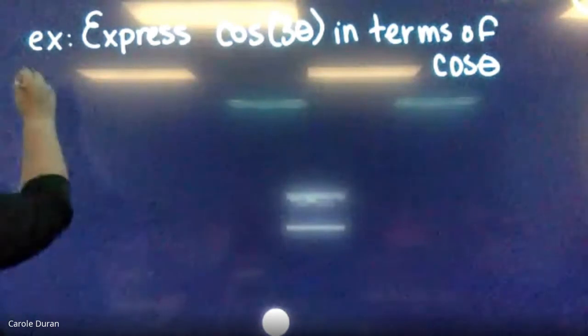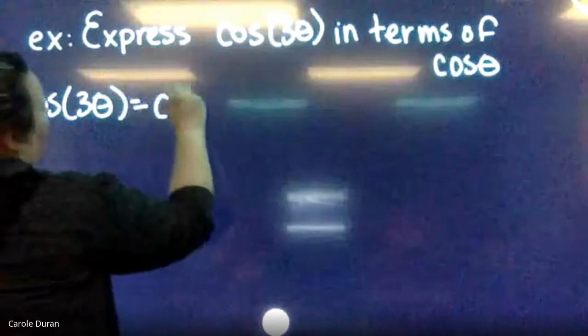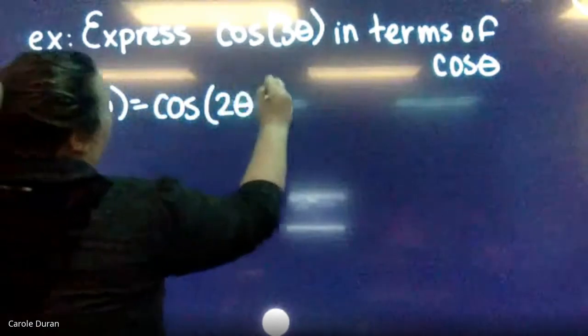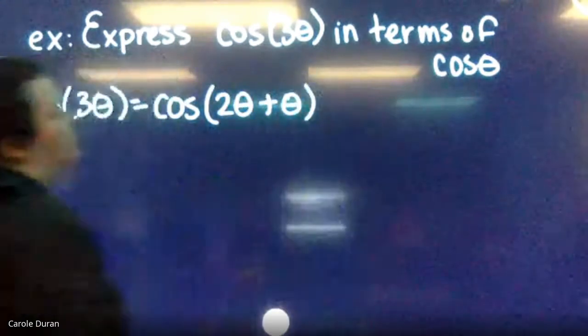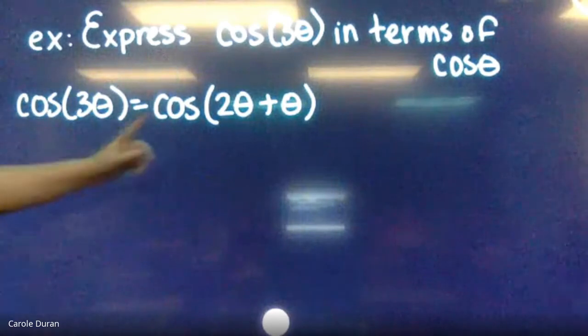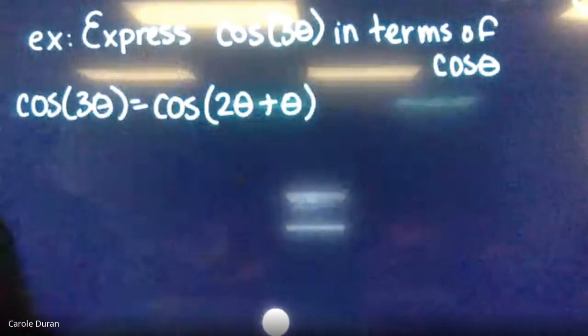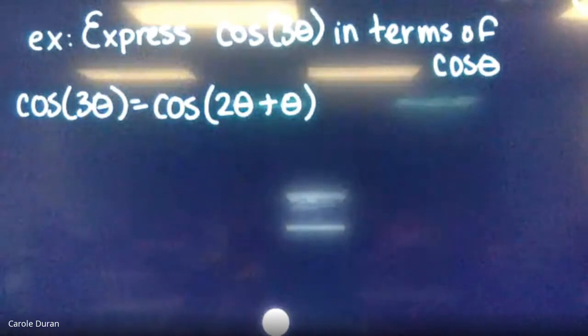Think addition. 2 plus 1. So cosine of 3 theta is equivalent to cosine of 2 theta plus 1 theta, right? So I was able to break that 3 theta up. And I have a formula for a double angle, and I have a formula for the addition of 2 angles inside a cosine function. So I am now able to simplify this based off of what we've done so far. So that's exactly what I'm going to do.